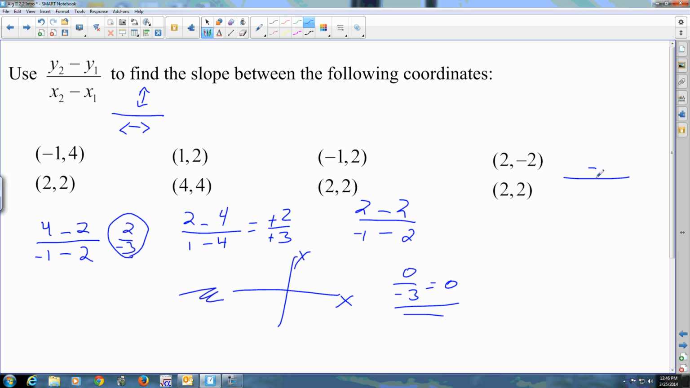This one, negative 2, 2, 2, 2, negative 4 over 0. This one's undefined. Sorry, my U looks like a 0 or an O. Alright, fix that quick. Sorry about the mistake back here.